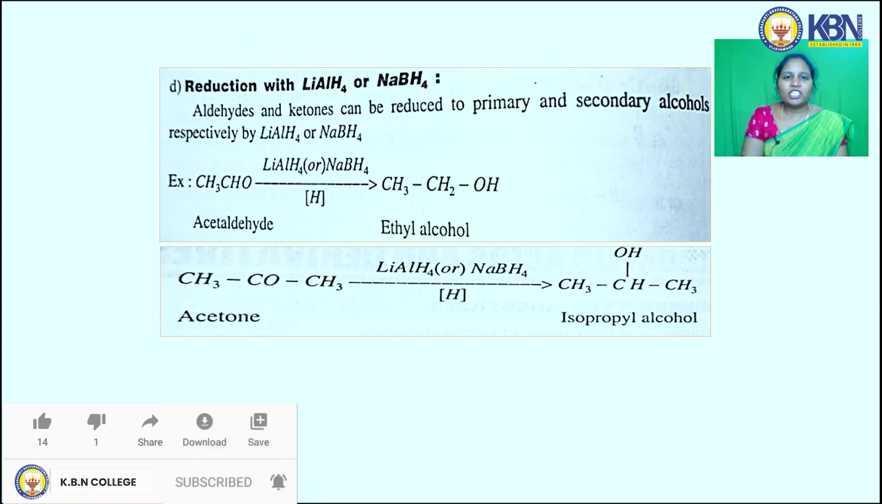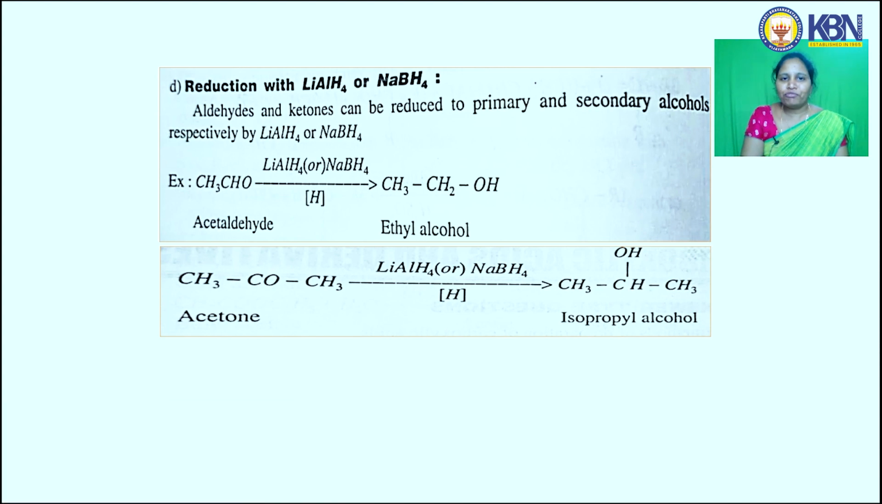So the basic difference between the Wolff-Kishner reduction, Clemmensen reduction and reduction with lithium aluminum hydride is, in the case of Clemmensen reduction, the reducing agent is zinc amalgam and hydrochloric acid, whereas in the case of Wolff-Kishner reduction, the reducing agent is hydrazine and bases like sodium hydroxide or potassium hydroxide and alcohol.